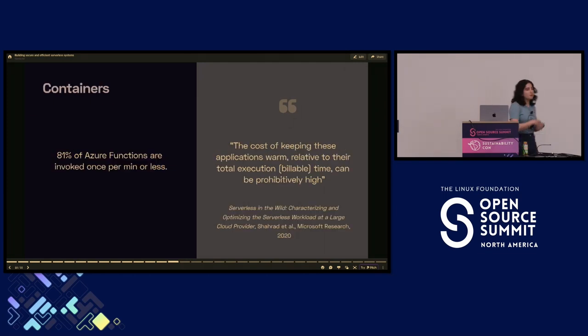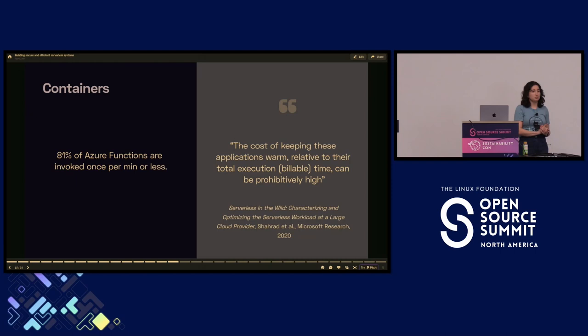So you might ask, what about containers? That's another way of isolating my workloads from each other. How does that look in the serverless world? Azure Functions is based on containers, and Microsoft Research looked into how they're doing and what the cost of the serverless platform that they provide is. And they find that in order to keep these containers warm and ready to go and respond to requests, the costs are prohibitively high.